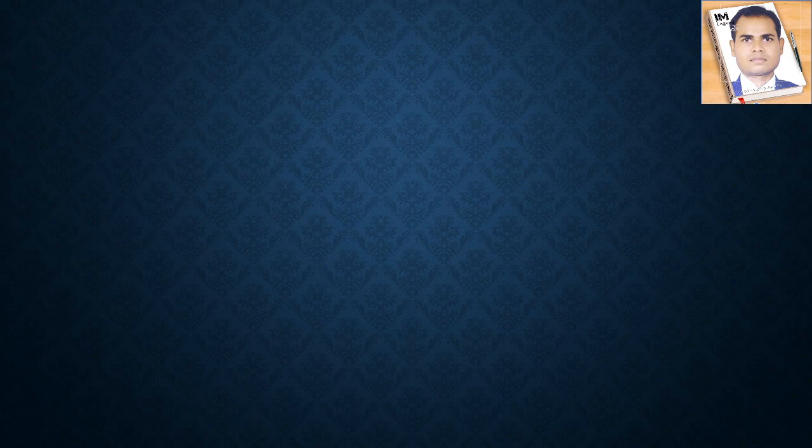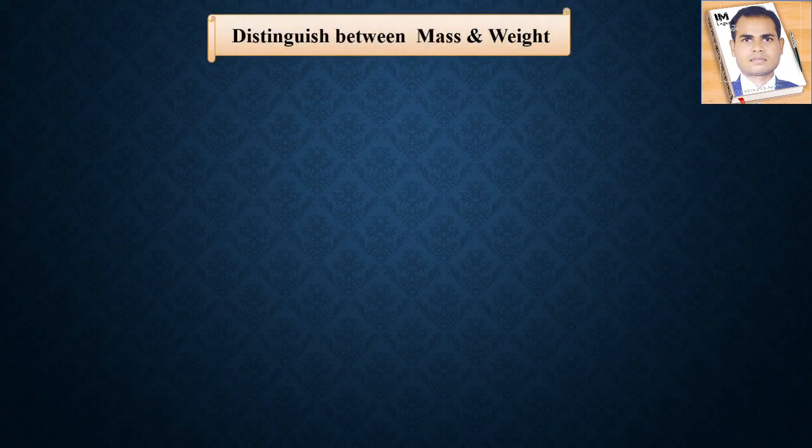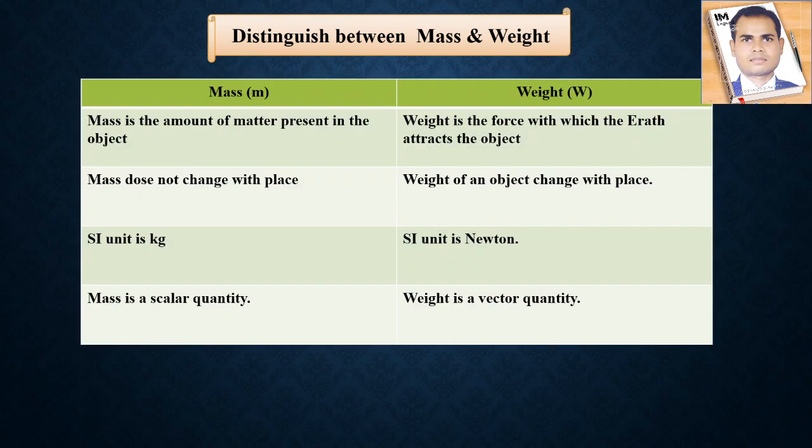In this video lecture, we are going to distinguish between mass and weight. First of all, we should know what is meant by mass and weight. The table is given in front of you. We know that mass is the amount of matter present in an object. That is the definition of mass. And weight is the force with which the earth attracts objects.